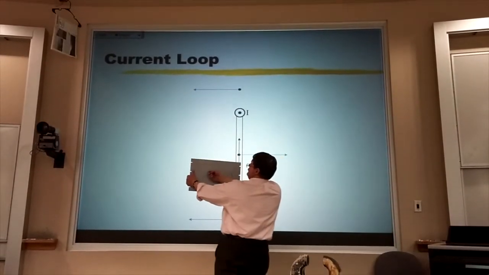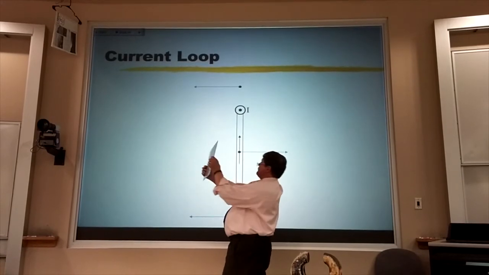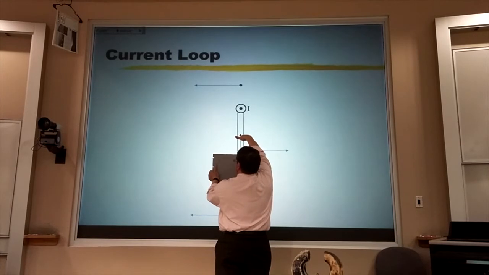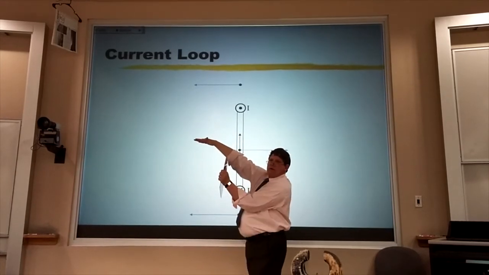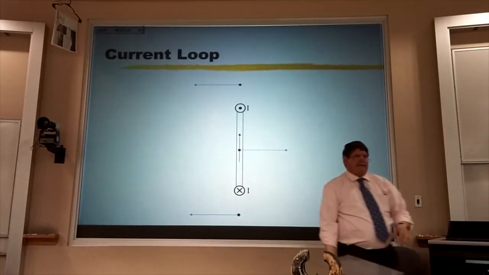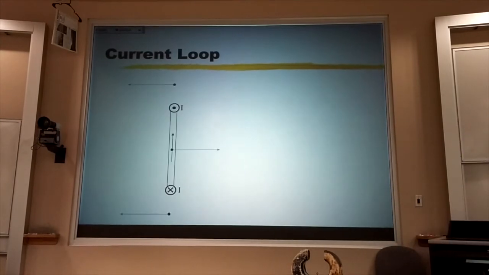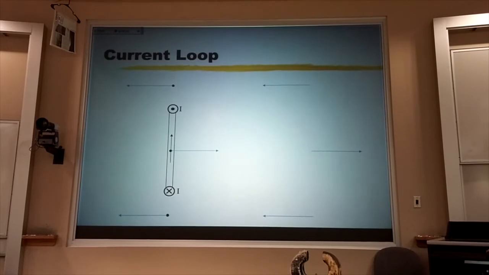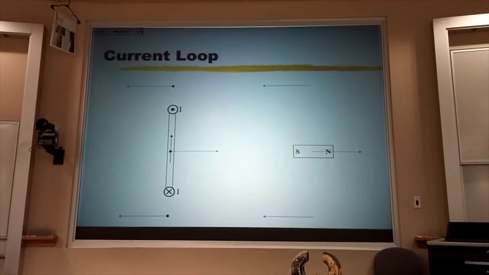They were coming towards you in the center. I turn that and they're going towards the open door. They're going away from you outside the loop. I turn that and they're going away from the open door. Make sense? Now, that field you've seen before, it is the field of a bar magnet.